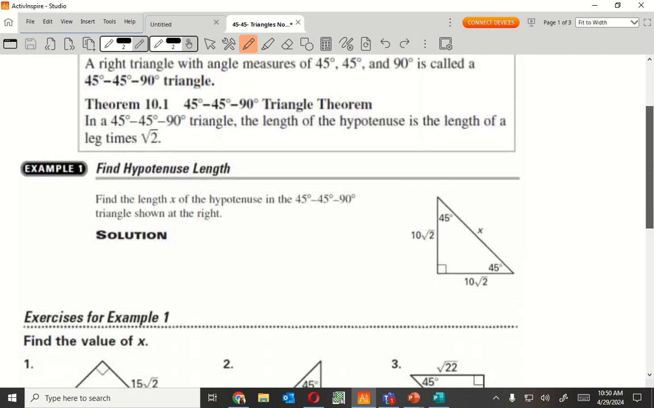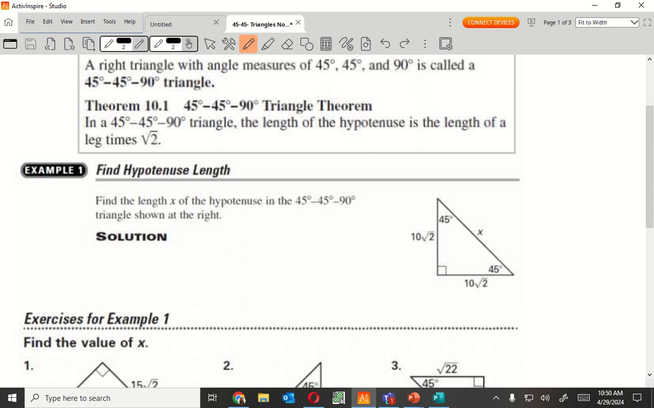So, let's try this. Now, in this triangle, it's always going to look like this. So, the easiest way to refer to it is n, n, 90, and the hypotenuse is n times square root of 2.